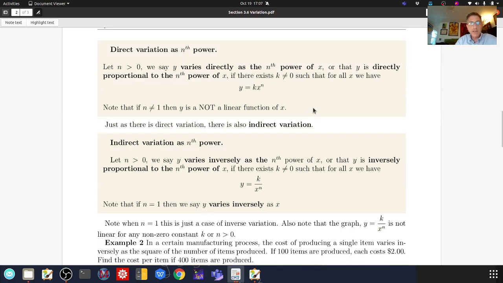So now we're going to direct variation as an nth power. So it's exactly the same as direct variation, except our exponent n on the power of x is greater than 1. So the base equation is y is equal to k times x to the nth. Now this is something you've seen also, but it's not a linear equation, is it?